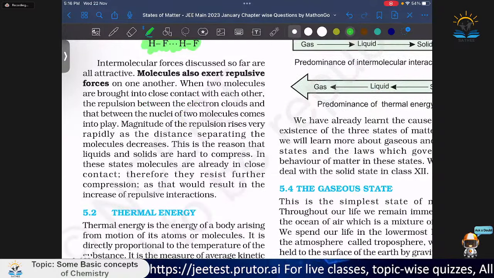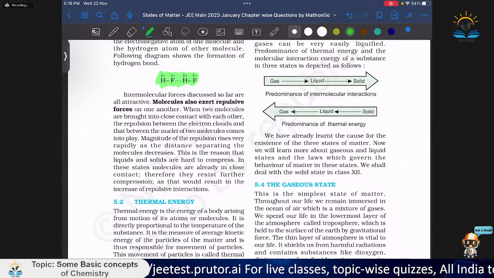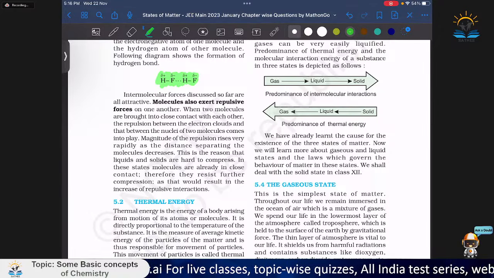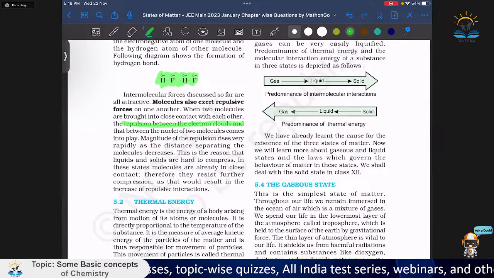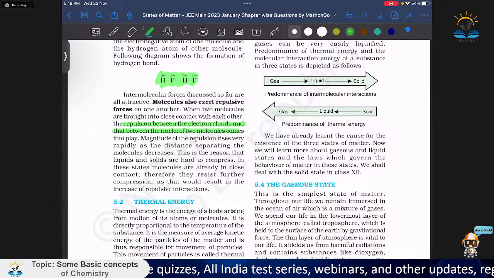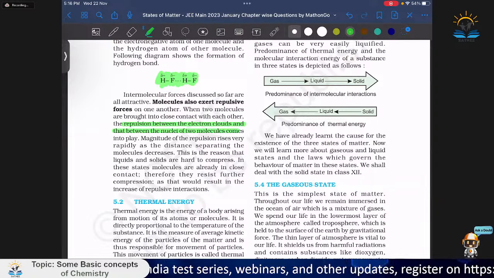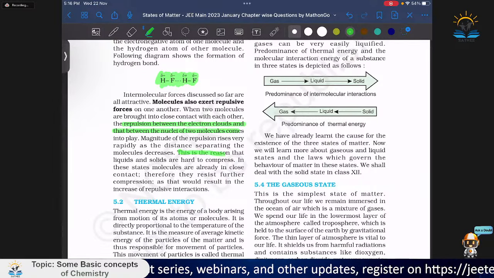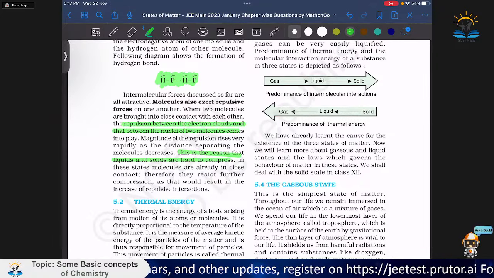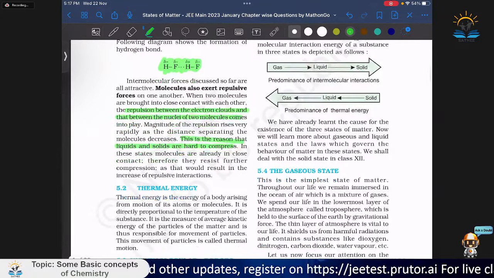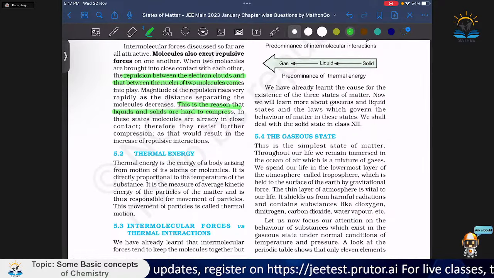Next, we have discussed only attractive forces so far, but molecules also exert repulsive forces on each other. When two molecules are brought in close contact with each other, repulsion between the electron clouds and that between the nuclei of the molecules comes into play. As the distance is reduced, the repulsion increases rapidly. This is the reason that liquids and solids are hard to compress, because there are repulsive forces also.